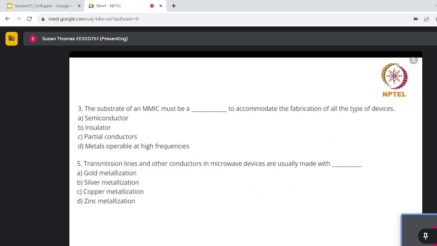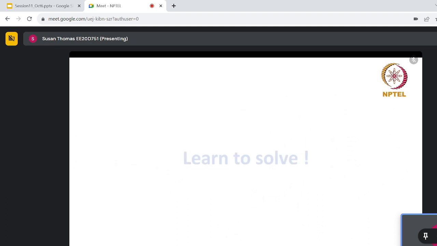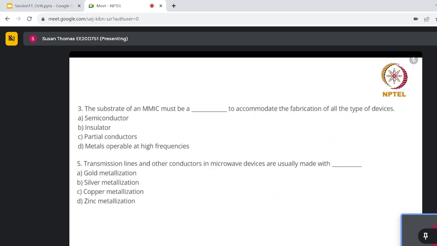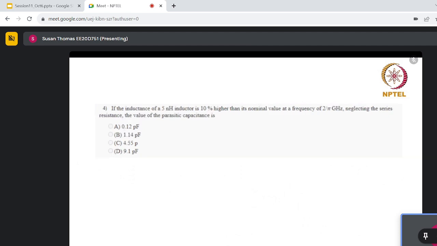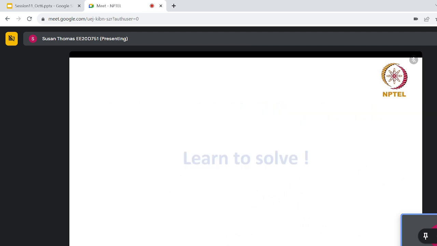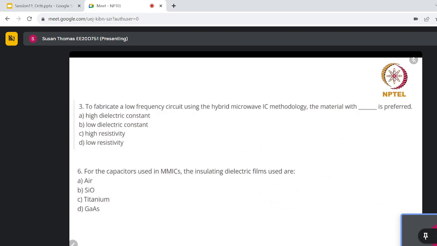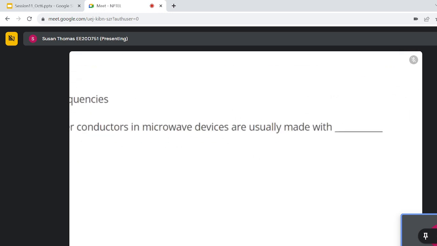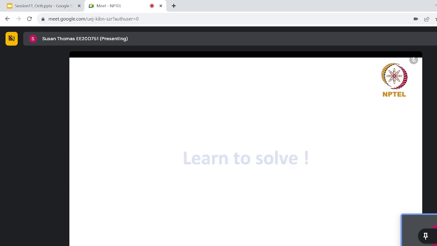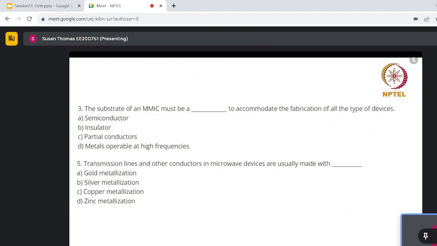First, I would like to start with a few questions. Let me start with some of the questions from this topic first, that is MMIC and HMIC. So the first question goes like this. These are MCQs. Please do respond in the chat.